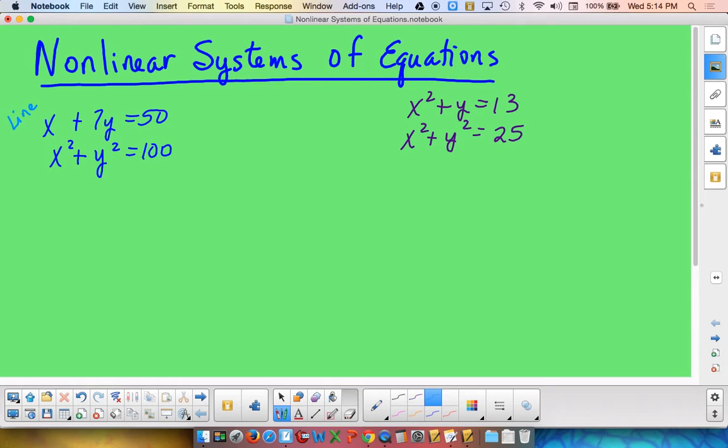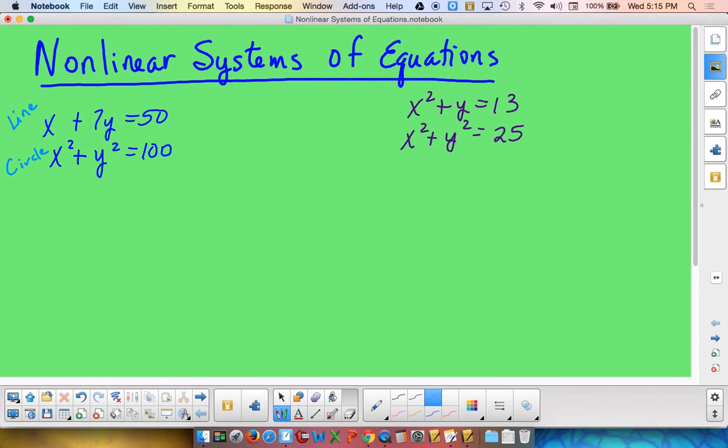Now the second one we haven't done since probably November. What do you get when you have x squared plus y squared equals 100? That is, of course, our friend the circle. Center is at 0, 0. Radius is 10 units because you would do the square root of 100. That will become important at the end of this lesson.